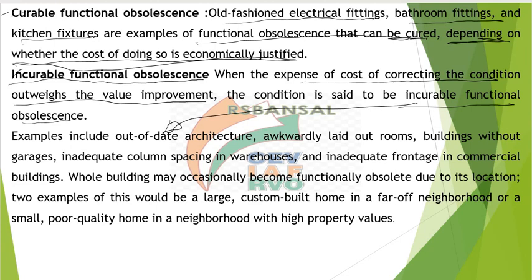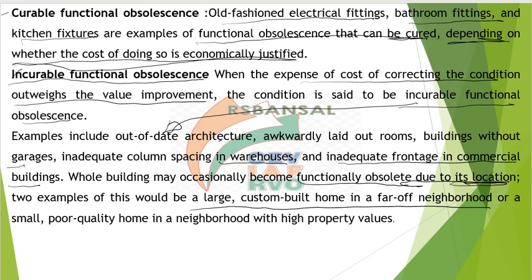Certain examples of incurable obsolescence are out of date architecture, awkwardly laid out rooms, buildings without garages, inadequate spacing in warehouses, and inadequate frontage on commercial buildings. There are two examples of functional obsolescence due to location: one is a large custom built home in a far off neighborhood, or a small poor quality home in a neighborhood with high property values.